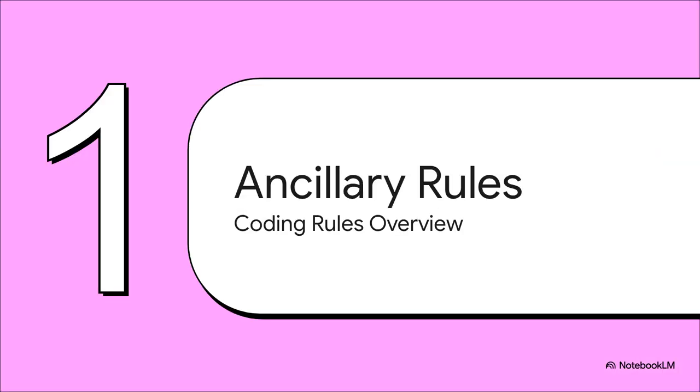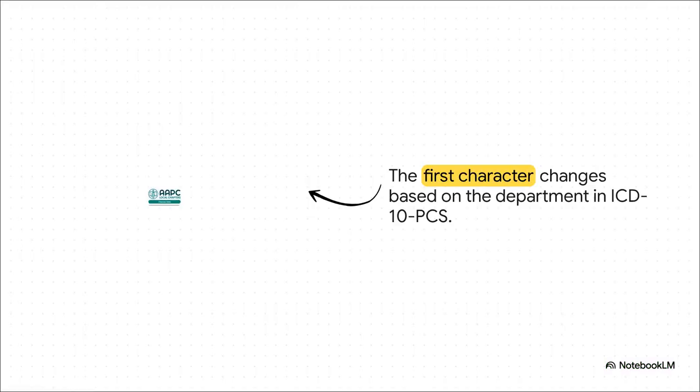All right, let's kick things off with section 1, an overview of our ancillary coding rules. So the very first thing you need to know is that the first character of our code completely changes based on the department we're in. B is for imaging, C is for nuclear medicine, D stands for radiation therapy, and F is for physical rehabilitation. It's actually a brilliant system because just by looking at that very first alphanumeric character, you instantly know the exact nature of the procedure being performed.